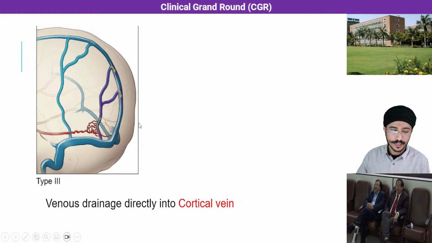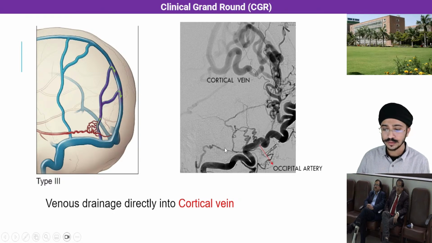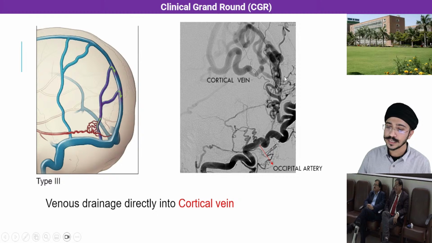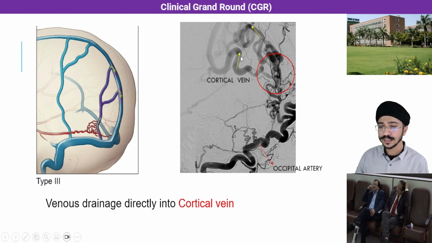In type 3 Cognard type fistula, the fistula is directly at the level of the cortical vein. Hence, retrograde flow into the cortical vein is present. In this radiological representative image, we can see that this is the occipital artery itself. It is directly draining into one of the cortical veins with the retrograde flow in the cortical vein, which is markedly dilated and ectatic.